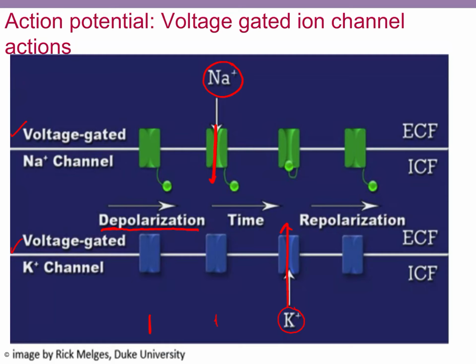Oh, I'm sorry, potassium is going to leave the cell. So the positive charges, potassium is going to leave the cell. But when the potassium channels are opening and potassium is leaving the cell, these positive charges are going to move out of the cell, causing the membrane to go more negative.